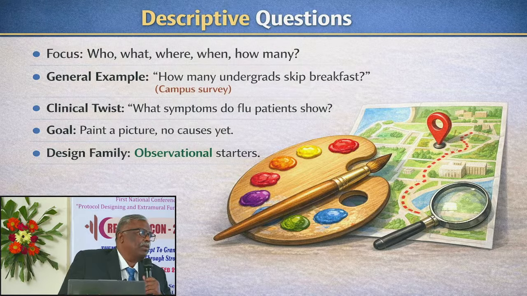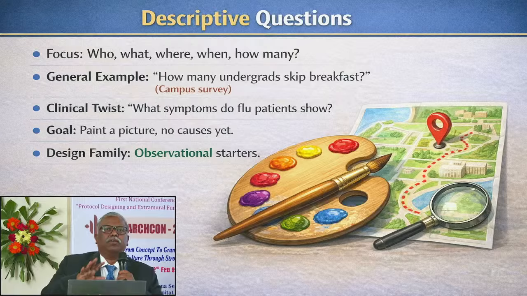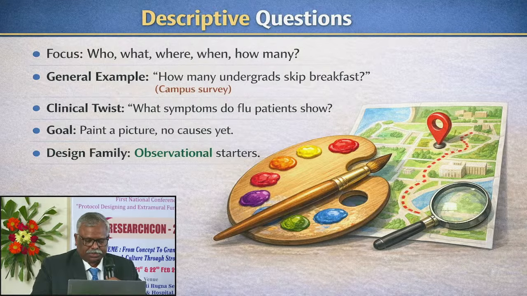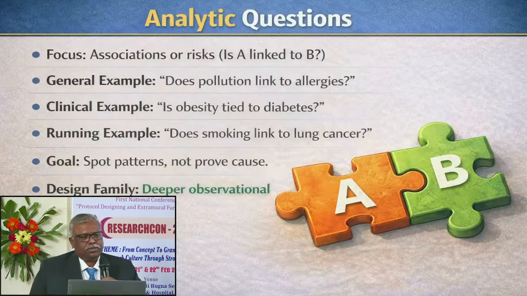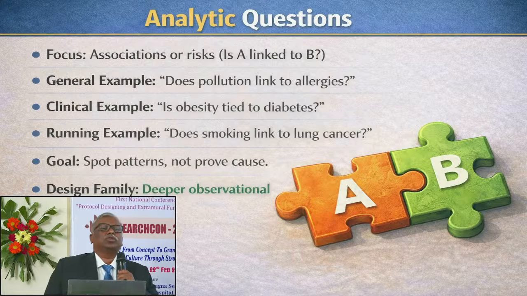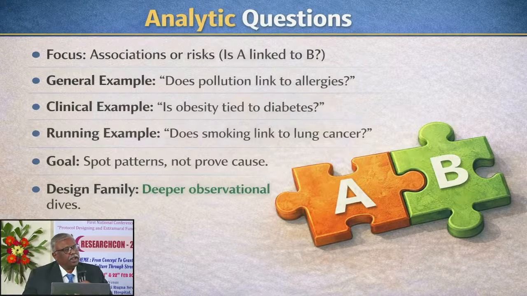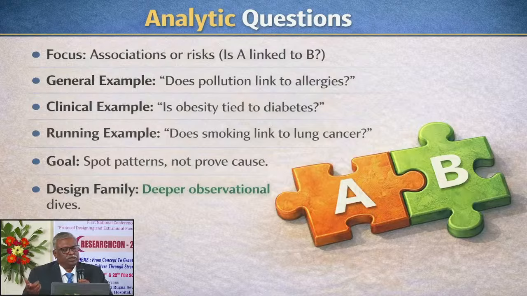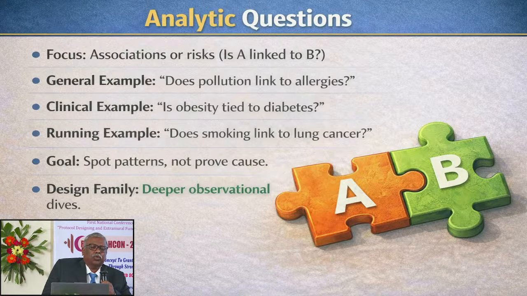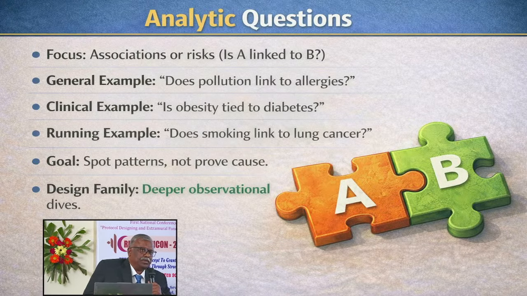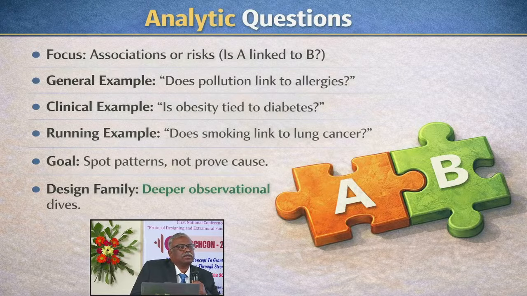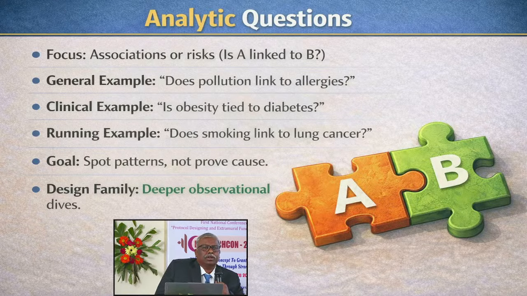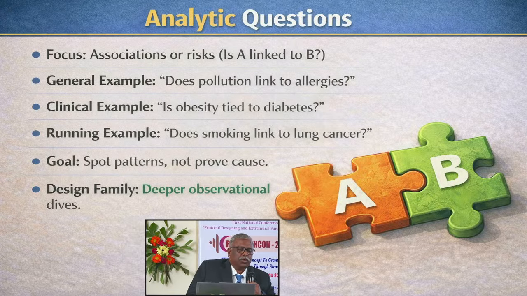So the design family for this research question is the observational study. We are just observing the patients. An analytical type of question is an association type of question: whether A is linked with B, or B is linked with C. A general example: does pollution link to allergies? Does a particular grass give any kind of allergy? This is just a question.